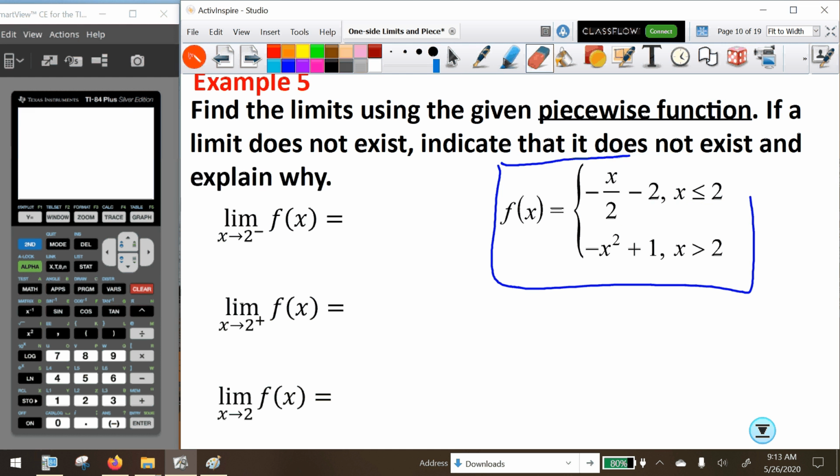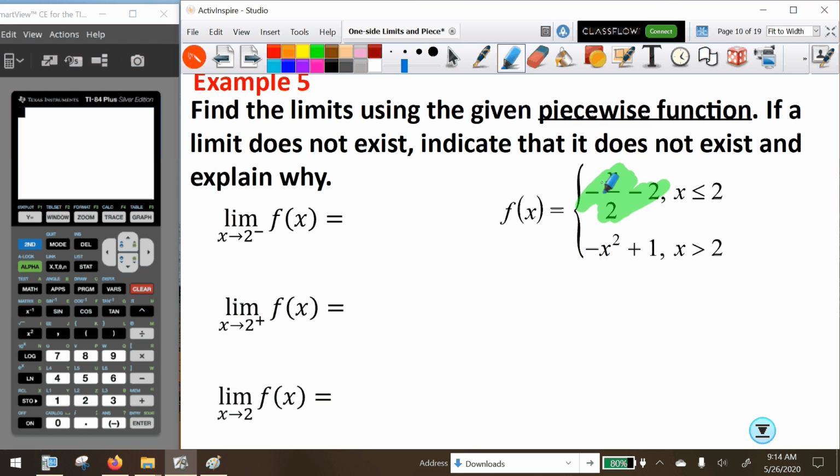So we have to interpret this piecewise function as different functions for different input values of x. Any input value that's less than or equal to 2, we're going to go with this definition. For any input value that's strictly greater than 2, we're going to go with this definition. So when we're doing our left-handed limit, we're actually approaching 2 from the left side, or the values less than 2. This left-handed limit here, we're going to use the top definition because we're actually approaching from values less than 2, like 1.99, which is less than 2.